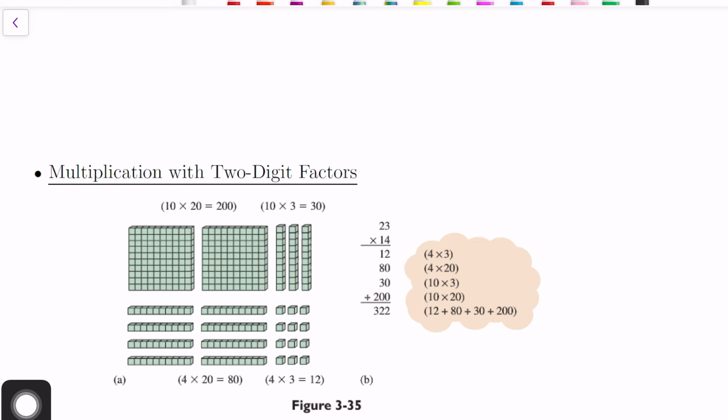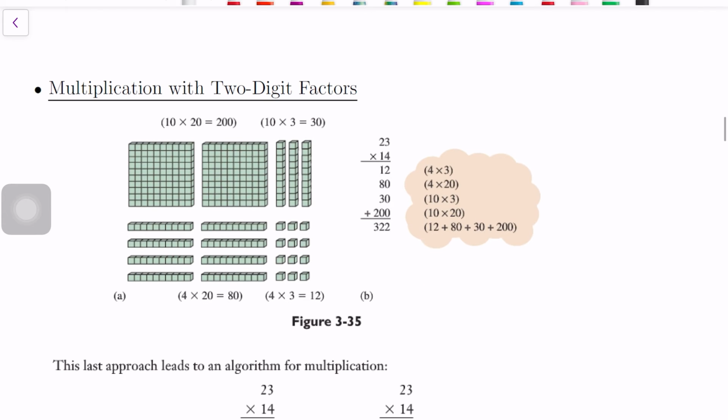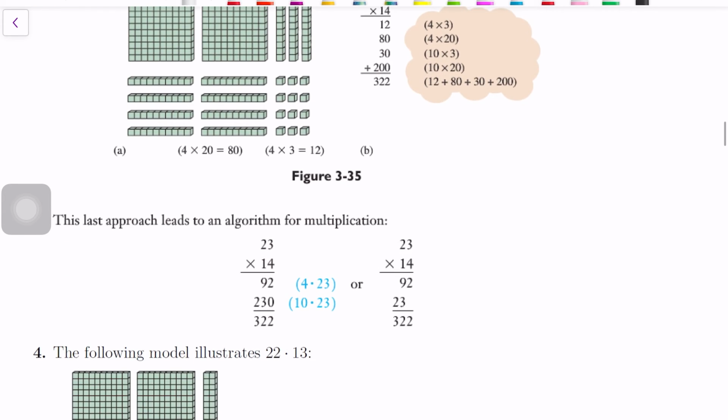Okay, now we're going to do 10 times 3, so that means 3 units we had originally. When you multiply by 10, they will become longs, so this is 10 times 3. And then we're going to do 10 times 20. That means that 20 stood for 2 longs, but when you multiply it by 10, each long will become a flat. So this is 200, right? Because each flat is 10 by 10. Each flat has 100 units in it. And that's the expanded algorithm, and then you add it all together.